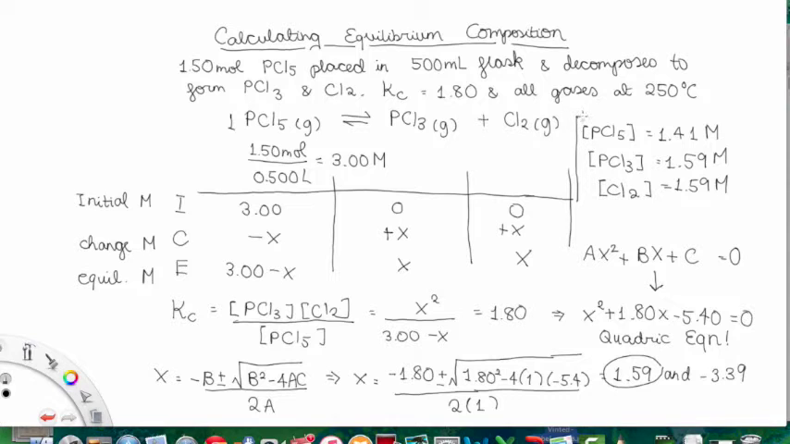So by using this ice table and also using the quadratic equation, we were able to figure out the equilibrium composition of this system. So this is a really important calculation for you guys to understand. So do a lot of practice problems yourself so you can familiarize yourself with making this ice table, and also always remember that the coefficients in front of the balanced equation have to go in as a multiple of that x.